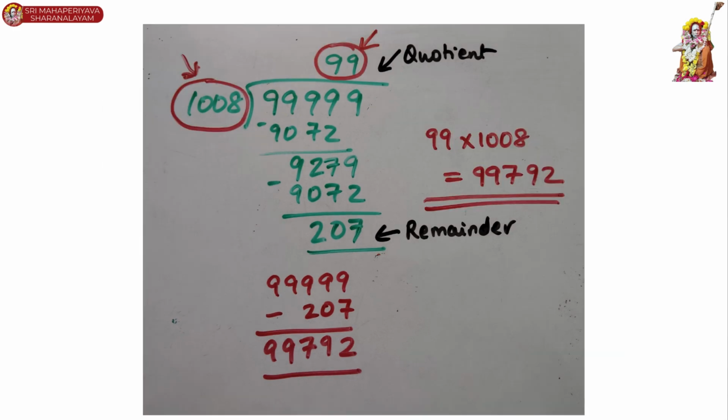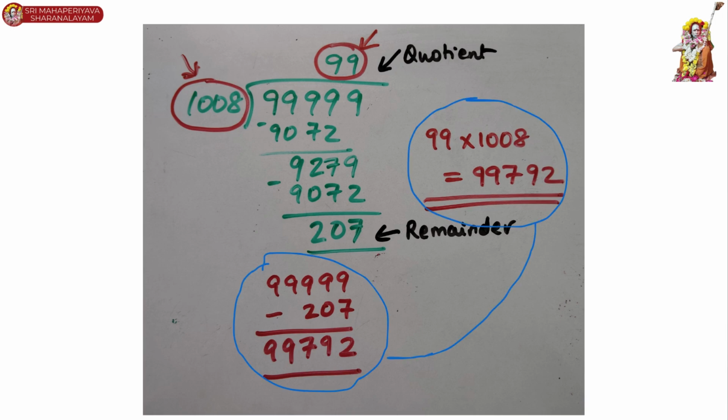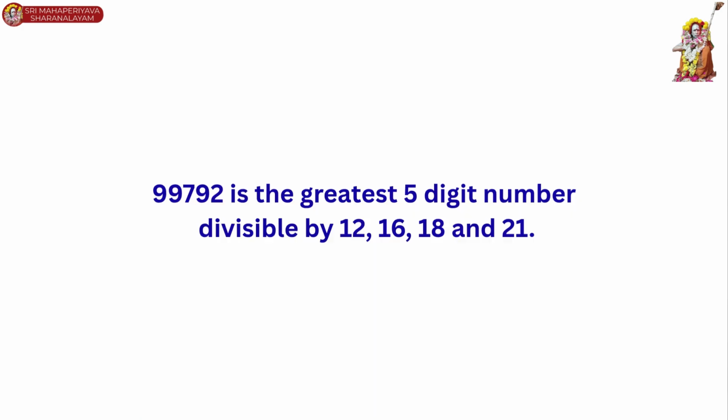Or we can just multiply 99 by 1008, which is again 99,792. So you get it, either we subtract the remainder from the dividend or just multiply the quotient with the divisor to get the required answer. So 99,792 is the greatest 5-digit number divisible by 12, 16, 18 and 21.